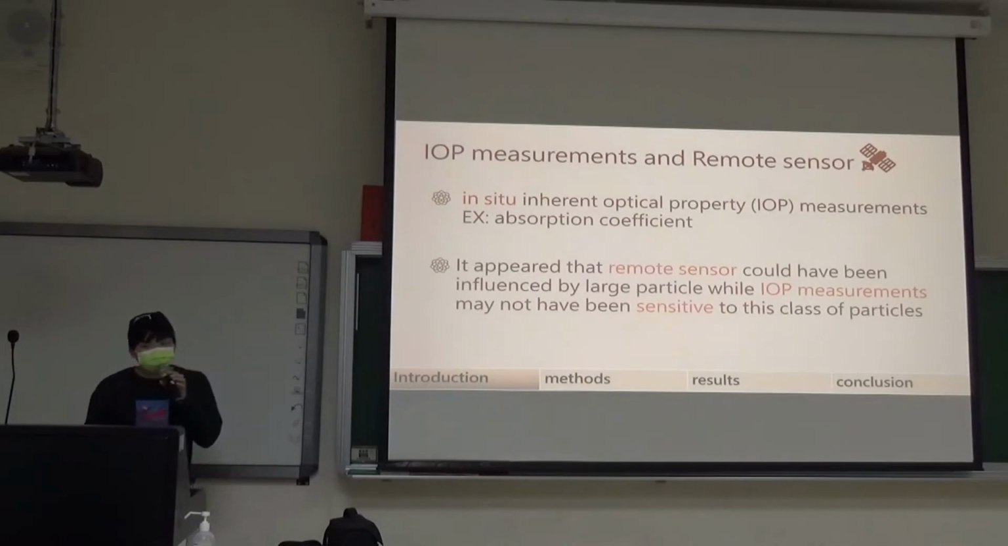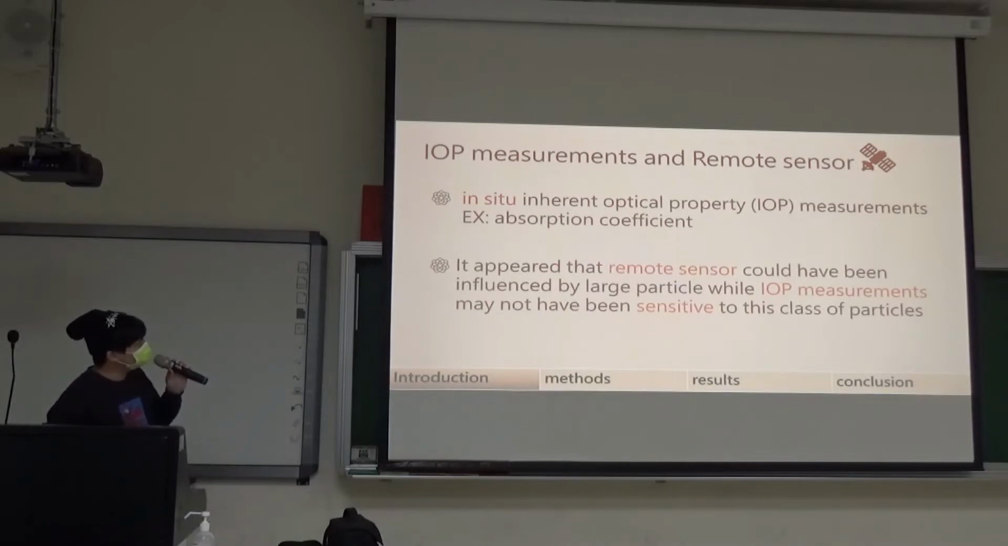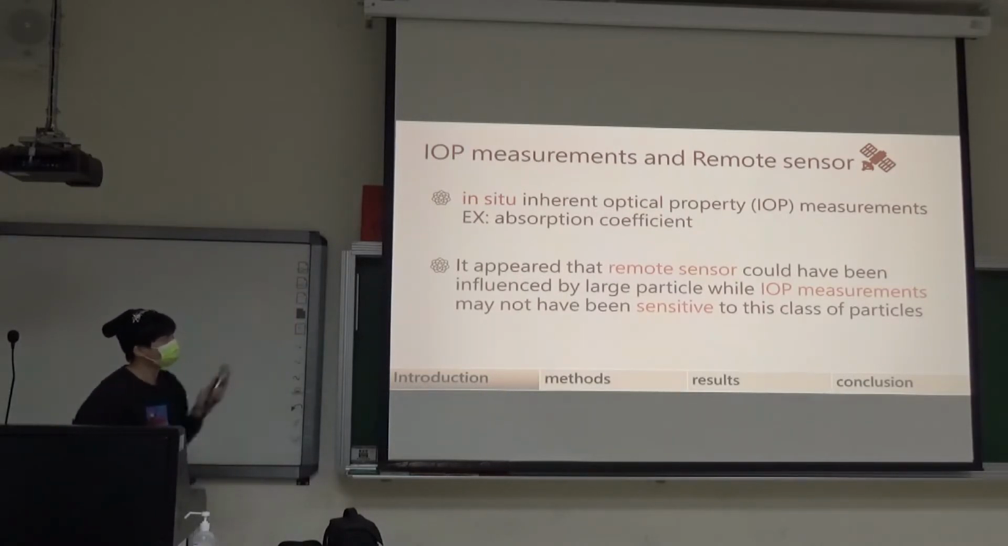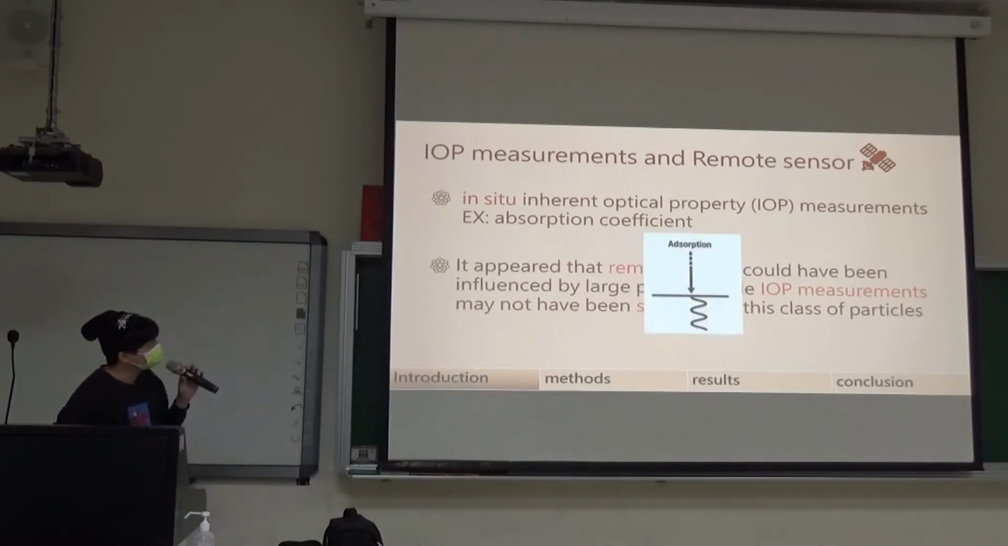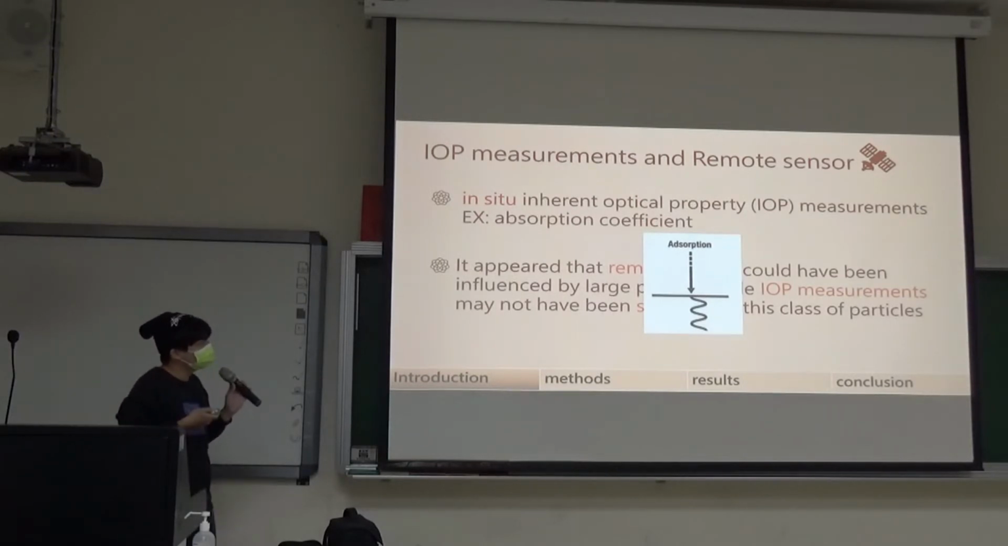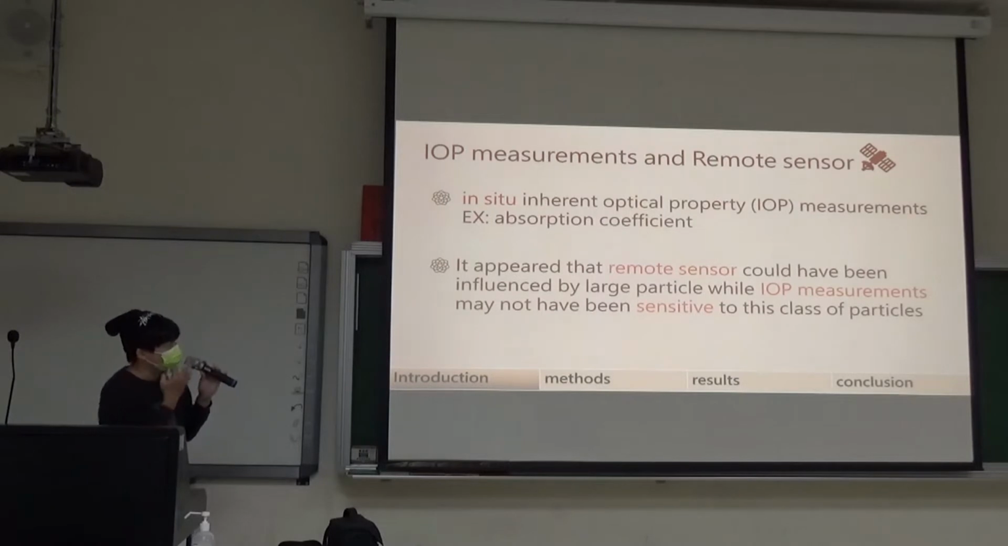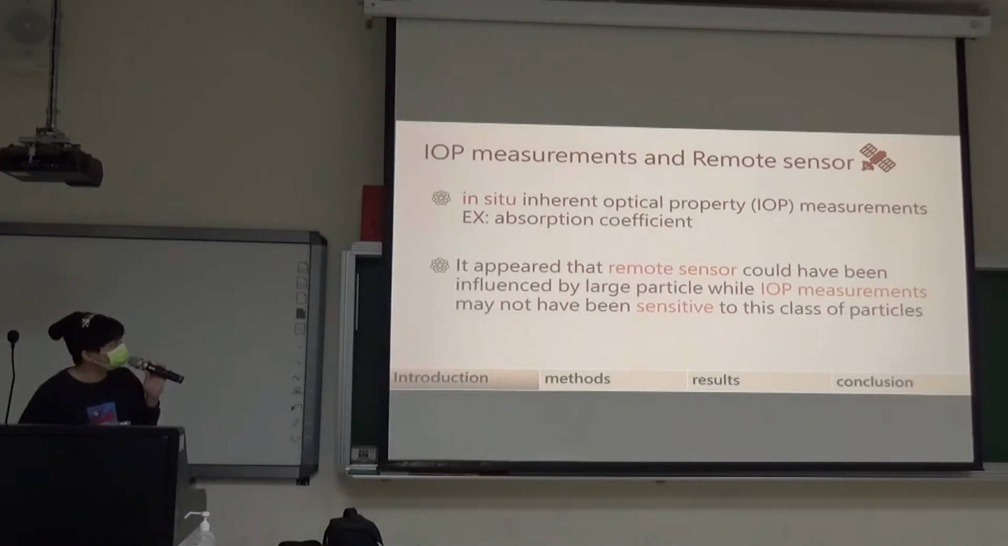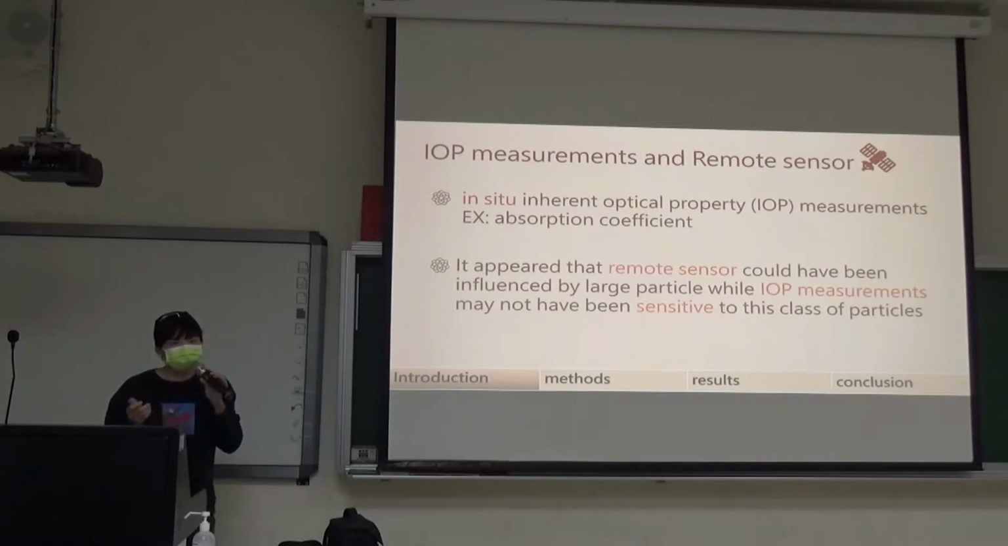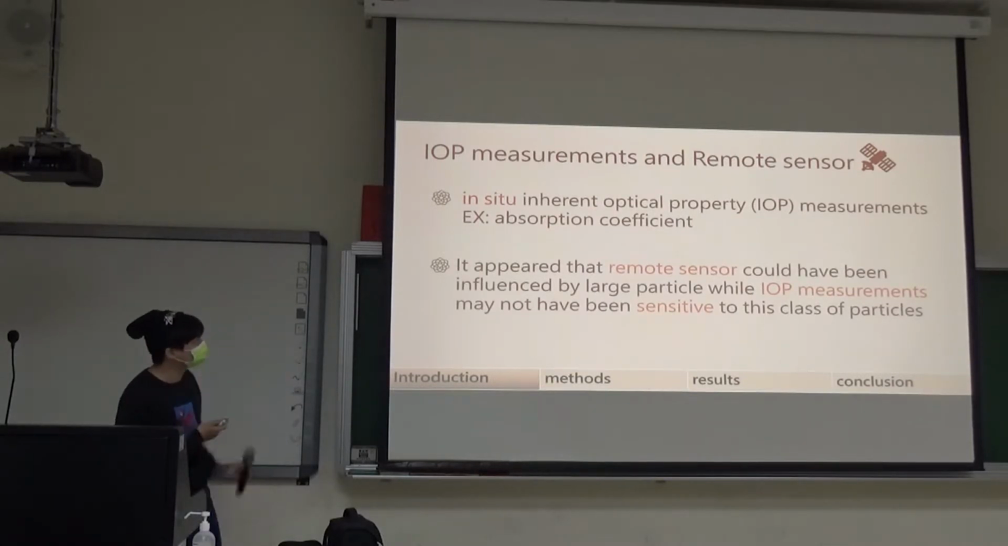Next we talk about IOP measurements and remote sensing. In situ IOP measurements means measuring really in the field, in the seawater, not by remote control. IOP means inherent optical properties, like the absorption coefficient. It appears that a remote sensor like a satellite could be influenced by large particles, while the IOP measurement may not be sensitive to this class of particles, like millimeter-sized particles.